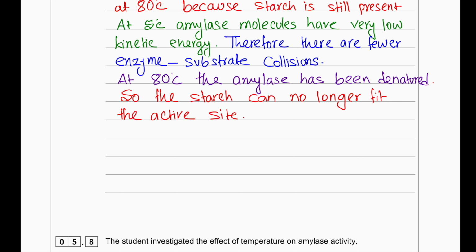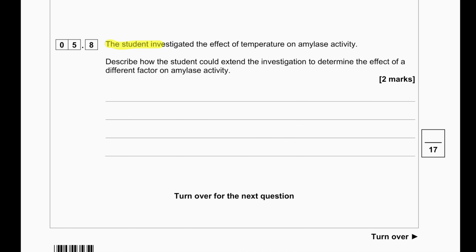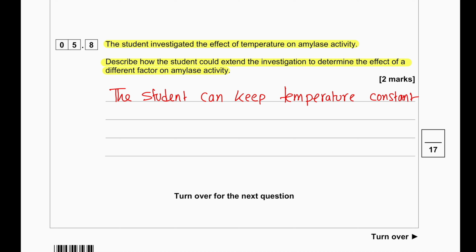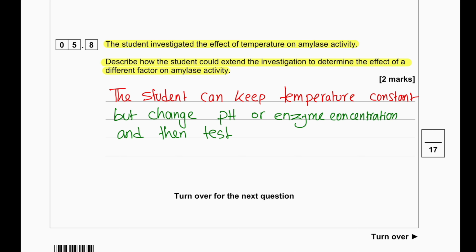The student investigated the effect of temperature on amylase activity. Describe how the student could extend the investigation to determine the effect of a different factor on amylase activity. The student can keep the temperature constant, but then change the named factor that the student is working on. For example, pH or enzyme concentration or substrate concentration, etc. Then test a range of values of that particular factor.